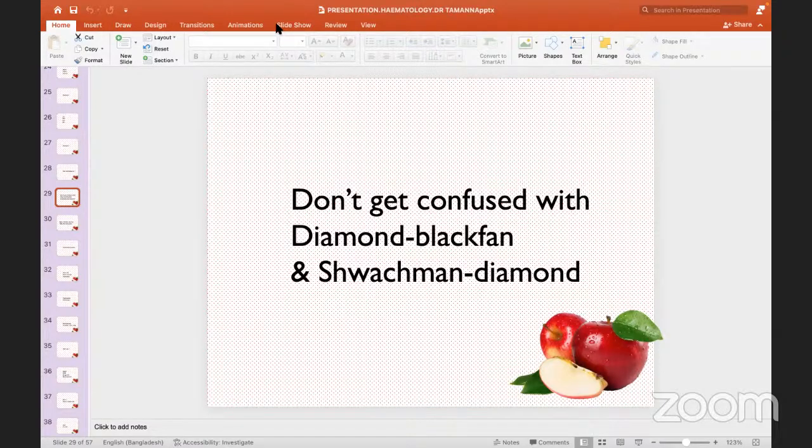Mainly red cell aplasia. And in Shwachman Diamond, mainly which cell problem? Neutrophil, neutropenia. Yes, very good. In Shwachman Diamond, mainly neutropenia occurs. Rarely RBC fall down. Rarely. So remember, don't get confused with Diamond Blackfan and Shwachman Diamond. Diamond Blackfan is a red cell problem with skeletal problem. And Shwachman Diamond is a neutrophil problem with pancreas problem, with skeletal problem. There are other problems I don't want to discuss, like skin problem, neurology complaint. It will confuse you. Just remember, Diamond Blackfan is one thing. Shwachman Diamond is another thing. And these two, don't get confused.